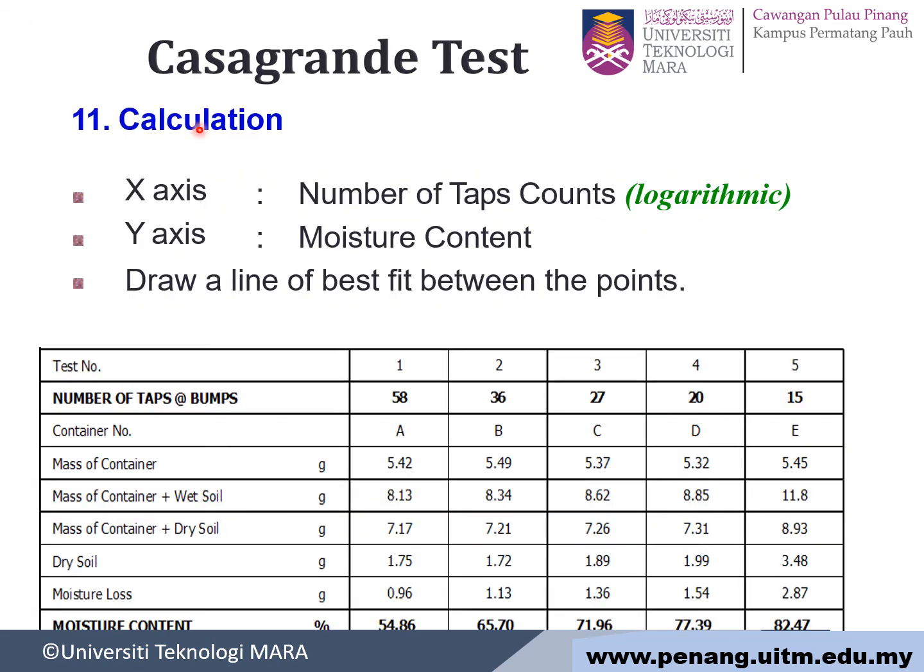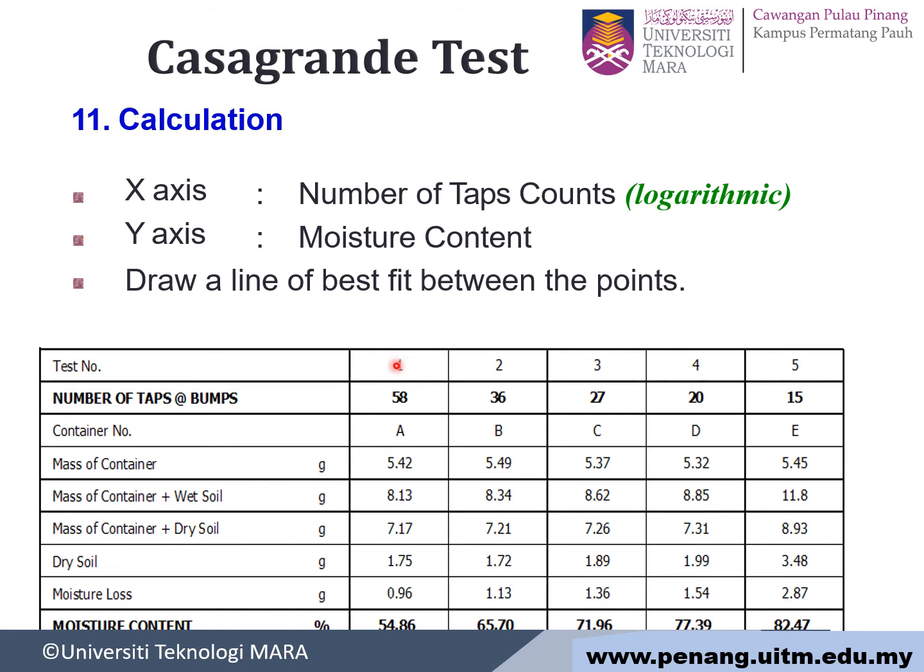This is step number 11, calculation. X-axis, number of tap count or number of blows. Y-axis, moisture content. You have to draw a line of best fit between the points. Please draw a line of best fit, not a curve. It should be a line of best fit.